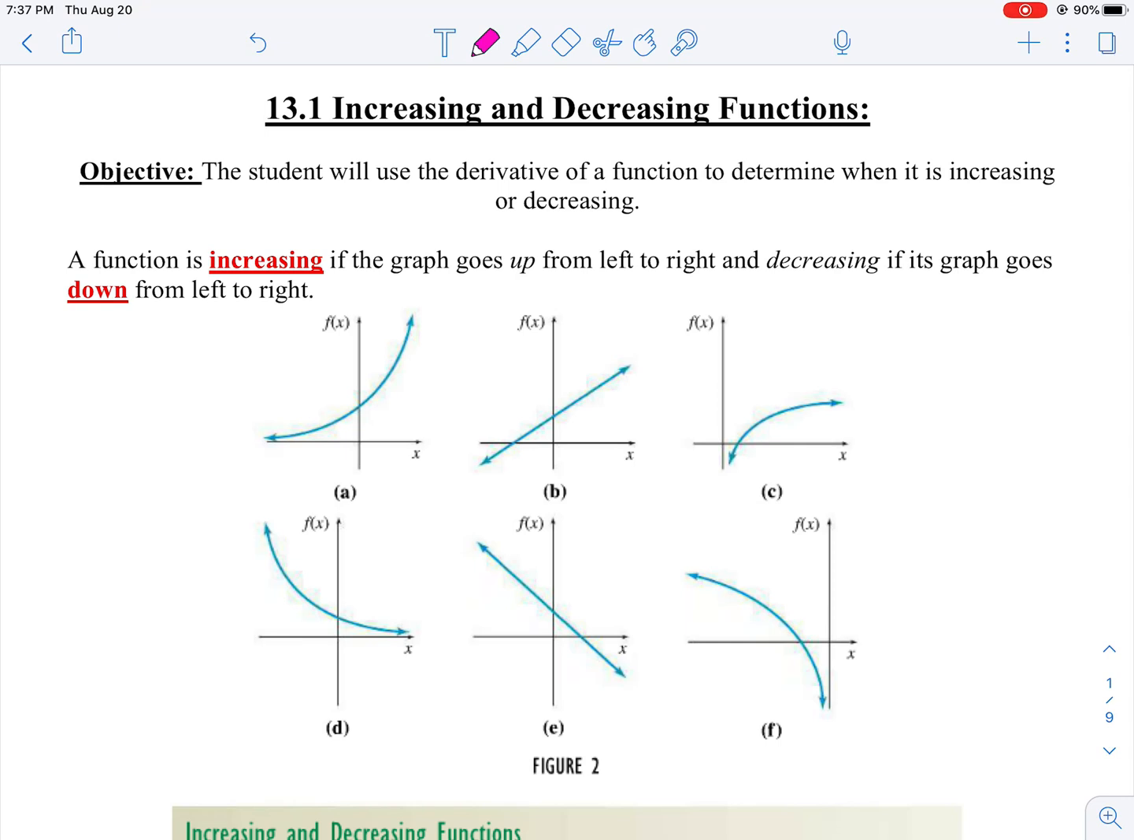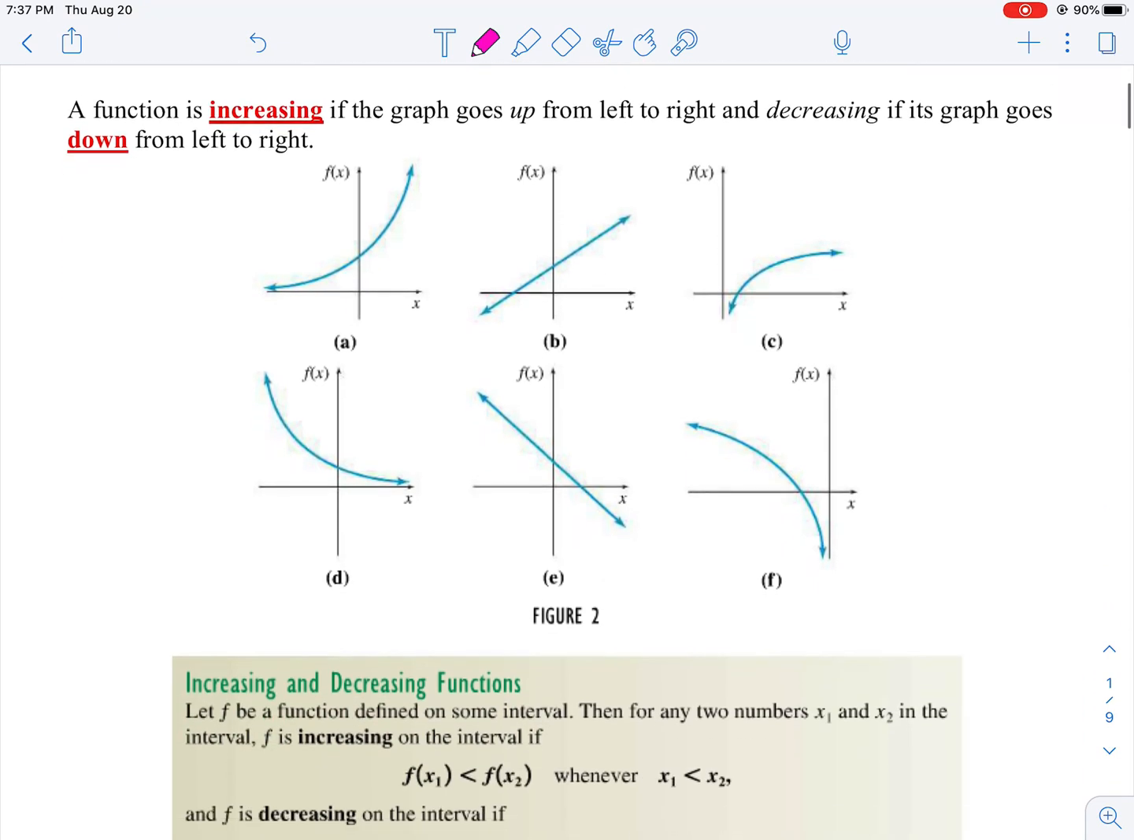decreasing? Well, we know if we're given a picture of a graph, how to tell if it's increasing or decreasing, right? A function is increasing if the graph goes up from left to right, and decreasing if the graph goes down from left to right. We always read a graph from left to right, just like if you were to read a book, we're reading it from left to right, so horizontally. So always talking about x values when we're talking about increasing and decreasing.